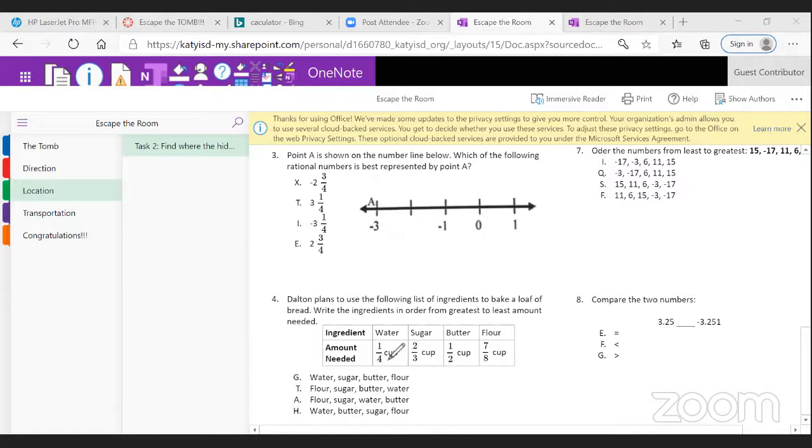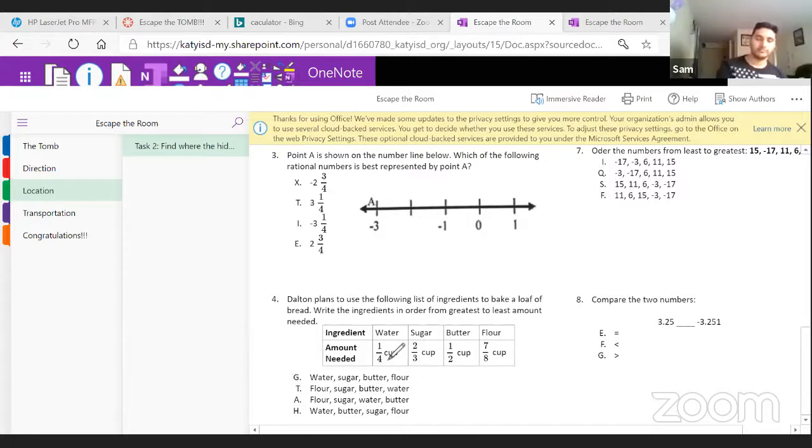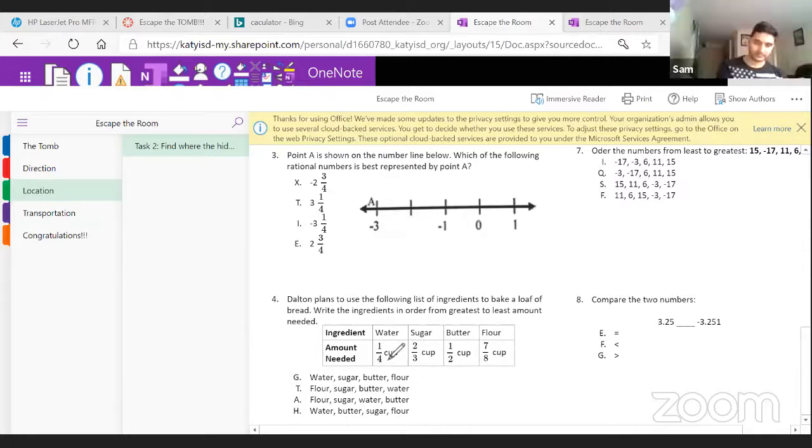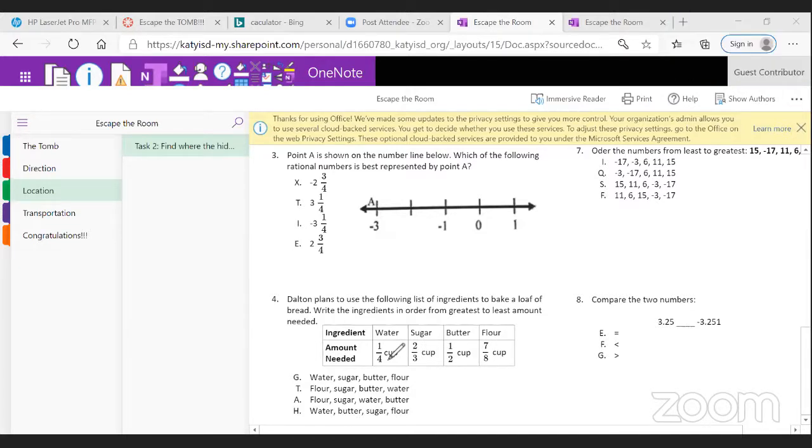So I got 0.88. Okay. So which one has a larger decimal? The one with the largest is flour. Okay. And then it goes to sugar. Okay. And then it goes to water. Okay. And then butter. Okay.